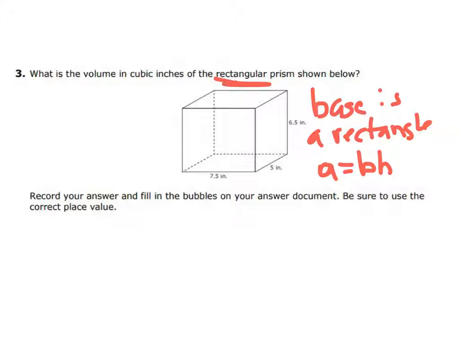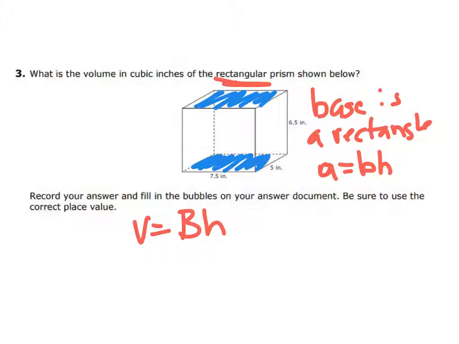So I'm going to go ahead and shade the base so I can see the base. And we have 2 bases on a rectangular prism. And now I can go ahead and look at my formula. Now my formula for a prism is simply V equals capital B times H. Remember capital B being the area of the base. So to do that, let's go over here and look at finding the area of the rectangle. So I'm going to say 7.5 times 5 because that's my base and height of my rectangle.